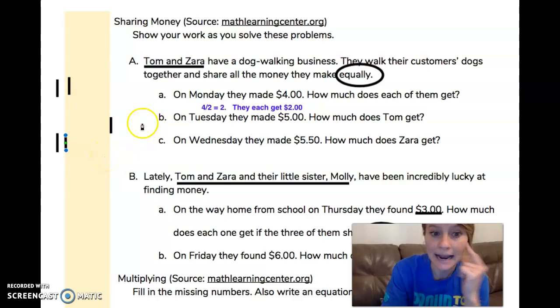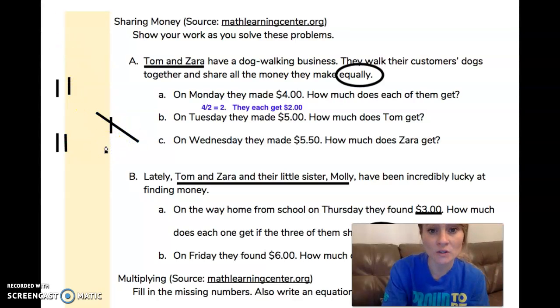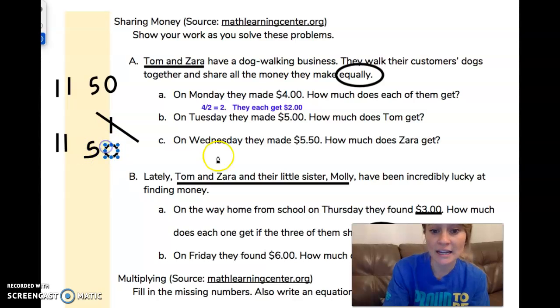Now what has to happen to this dollar? Remember what happens to dollars? The dollar can get split and then it would be in quarters. 50 cents and 50 cents. So this is going to be 50 cents. I'm just going to put 50 because 50 plus 50 is 100. So if I have 50 cents and 50 cents, so each person gets $2.50.